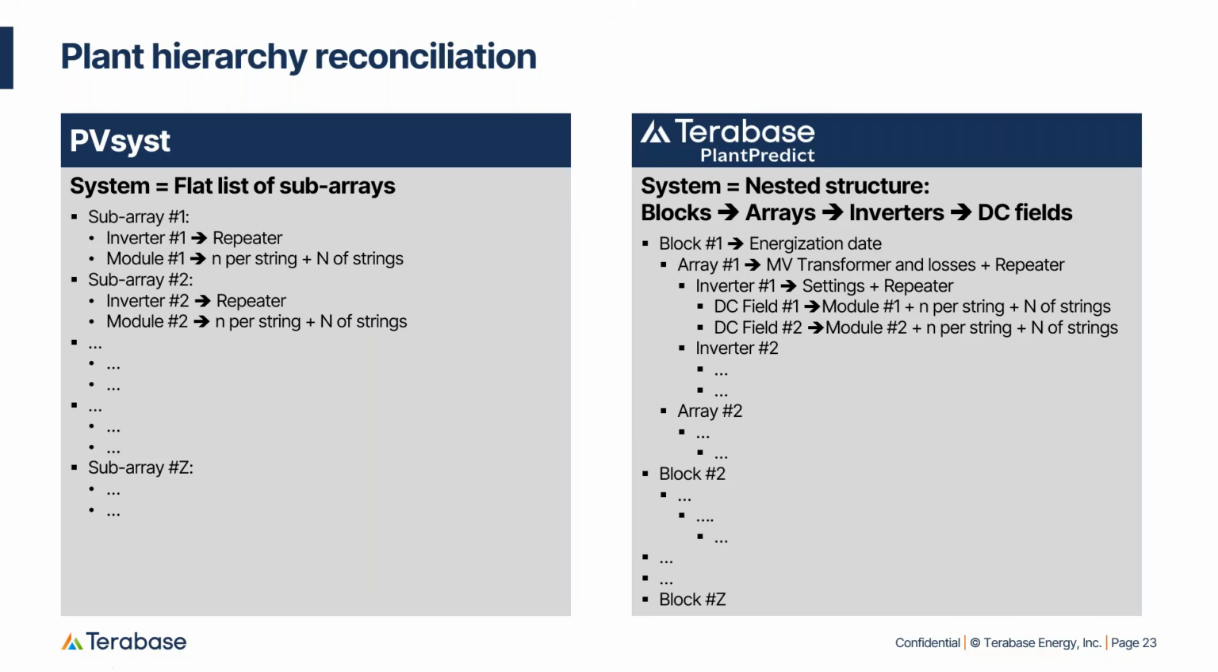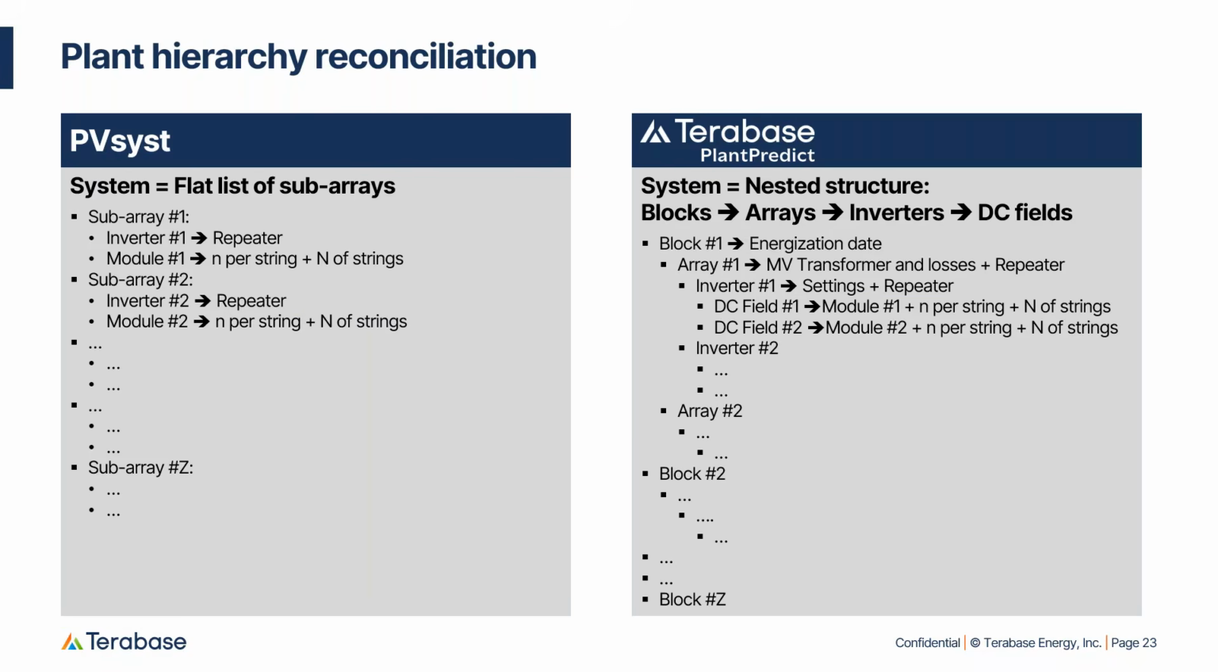At the inverter level, it is fairly similar to the inverter concept in PVsyst, and the DC field is equivalent to the module part of the subarray in PVsyst. But you can have multiple inverters on the same array, which would be the example if you have a skid with one transformer for two inverters. This is how the PlantPredict power plant topology handles it.